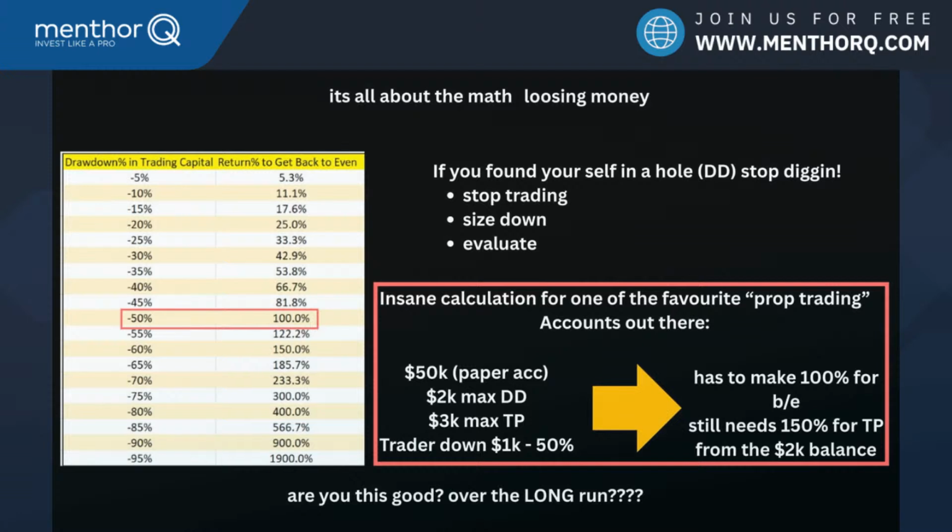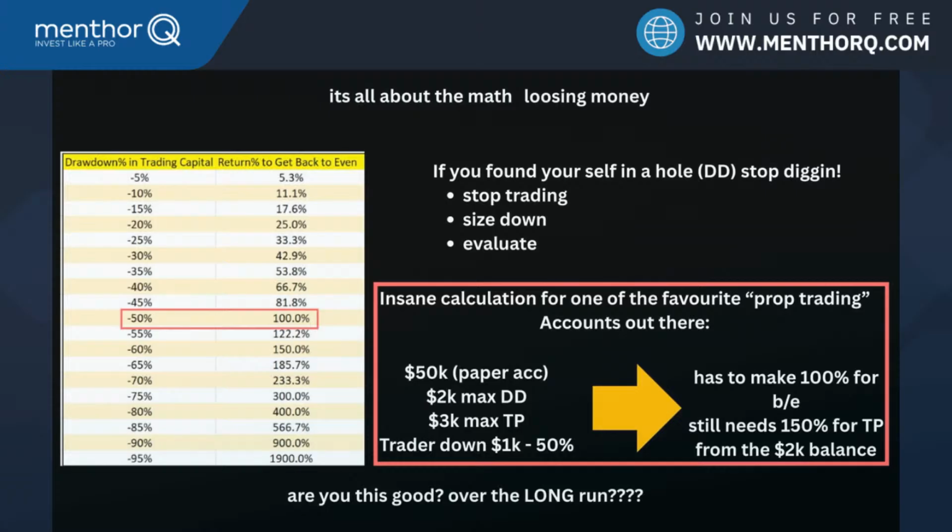And that's sometimes stuff people are not realizing, to be honest. It's really hard to get back to break even, and it's also really hard to hit your maximum profit target, which I think is $3,000 in those accounts. So yeah, if you find yourself in a hole in terms of drawdown, stop digging. That's a pretty famous phrase, I guess. I don't know exactly who dropped it, but I picked it up years ago, and it's pretty good.